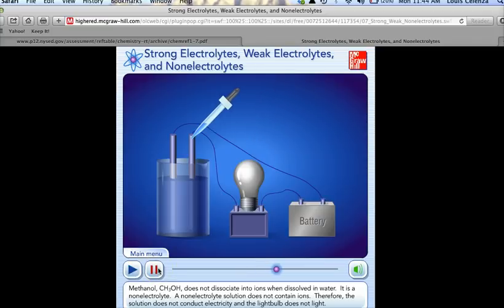It's a non-electrolyte because it is covalently bonded. Notice that CH3OH contains only nonmetals. And generally speaking, except for acids, covalent substances, molecular substances, do not conduct electricity because they do not break apart into ions. And here's an example. Therefore, the solution does not conduct electricity and the light bulb does not light.